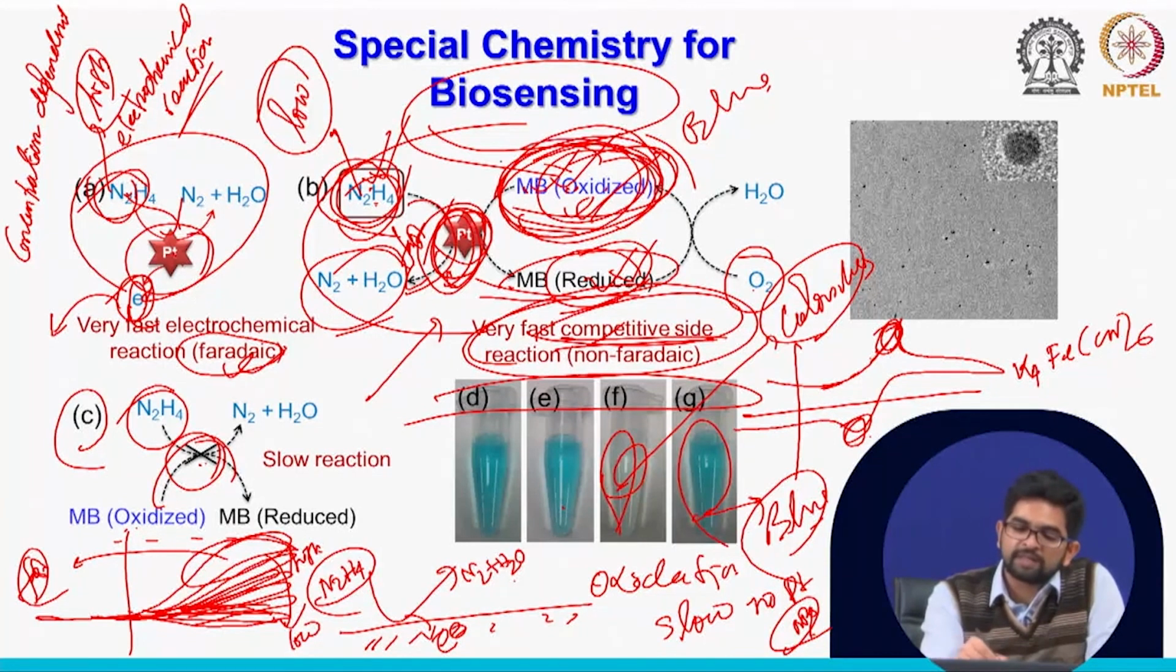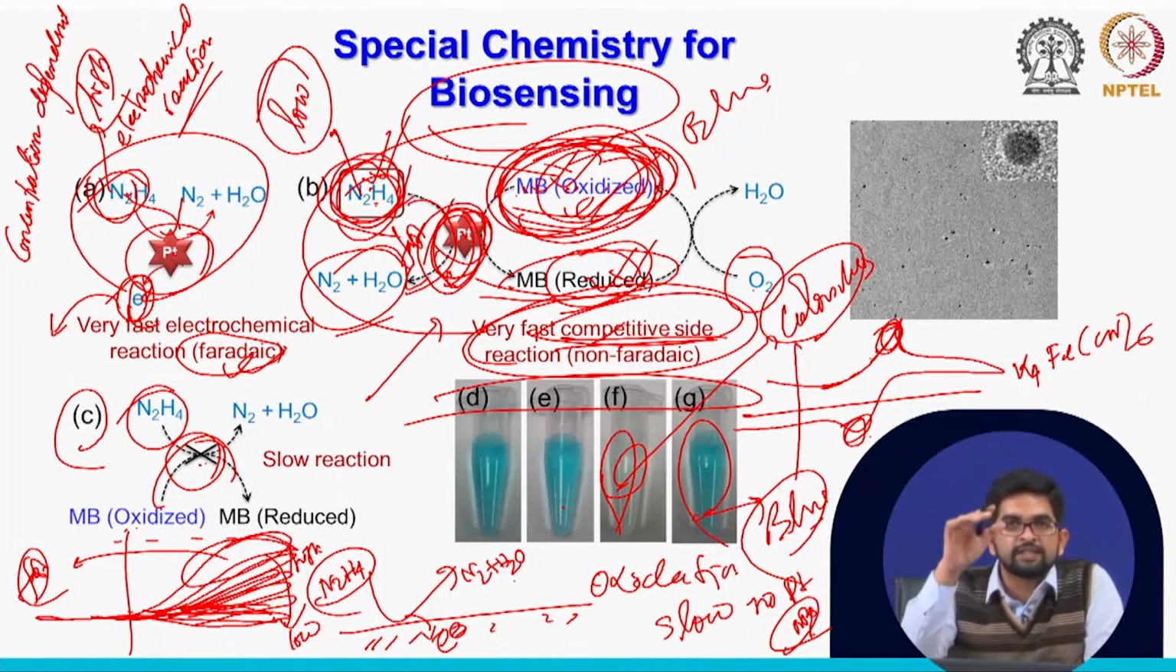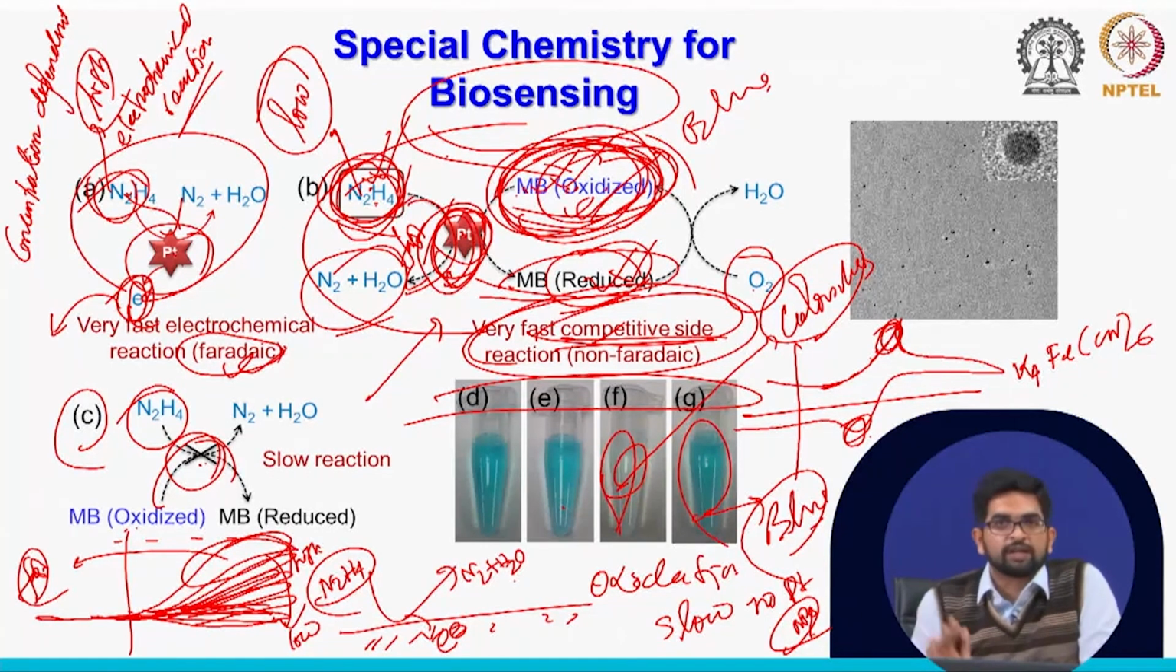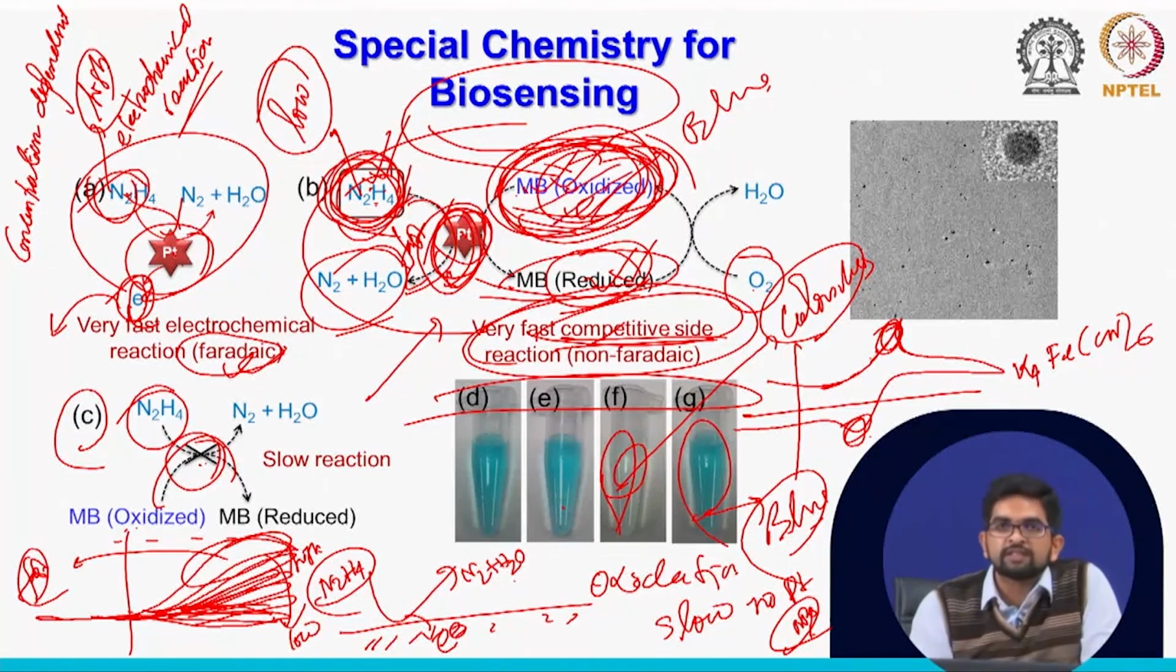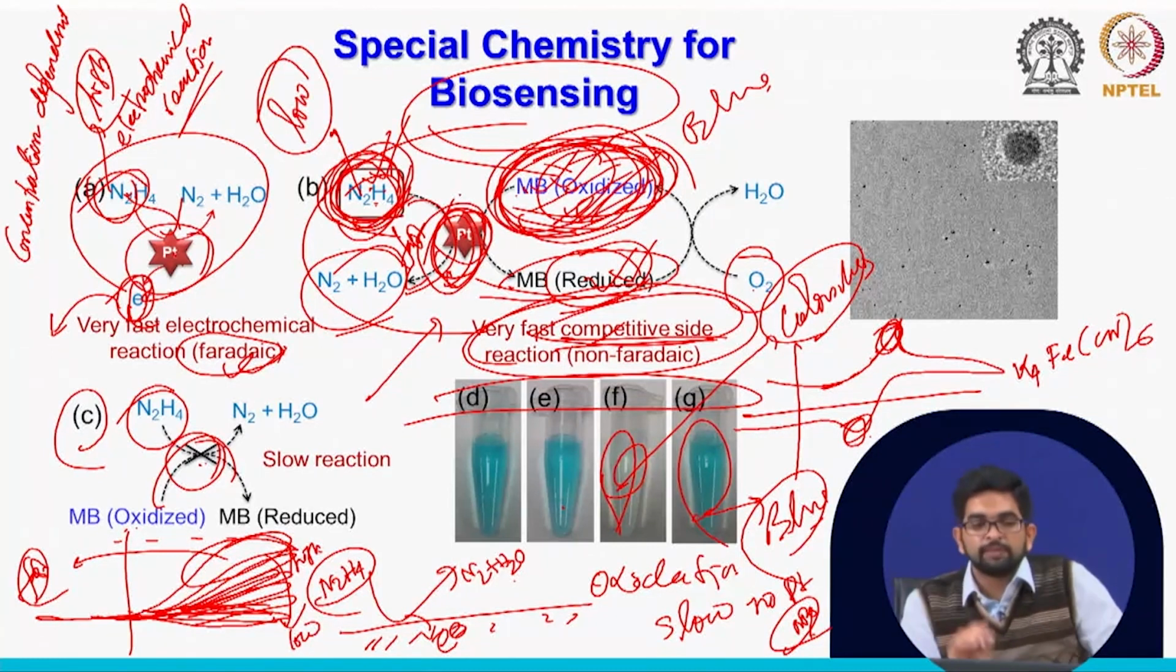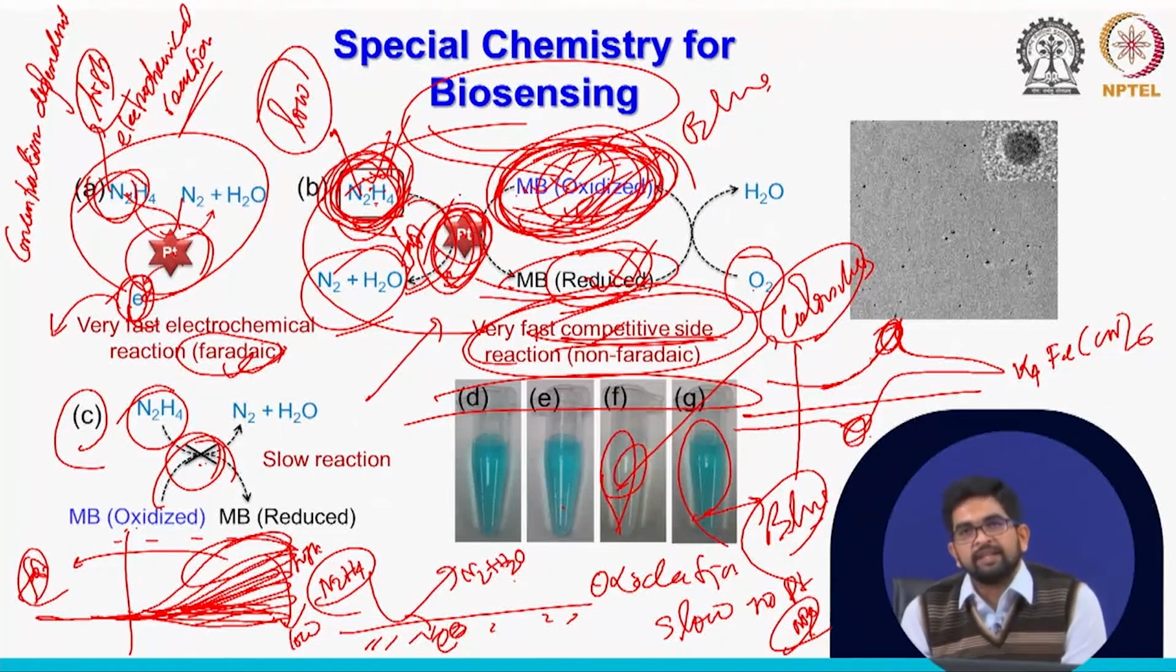Now, if you have methylene blue in the solution, then there will be a side reaction. That side reaction will consume the hydrogen. Hydrogen concentration will be low. You will get lower and lower current. So, your hydrogen concentration will depend on the methylene blue concentration also. If more methylene blue, it means less hydrogen. This concept we will use for biosensor development. Let's use this concept for biosensor development.